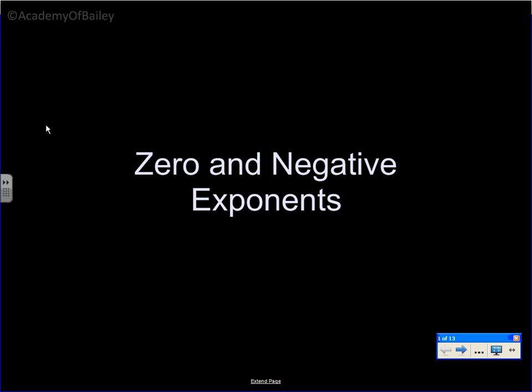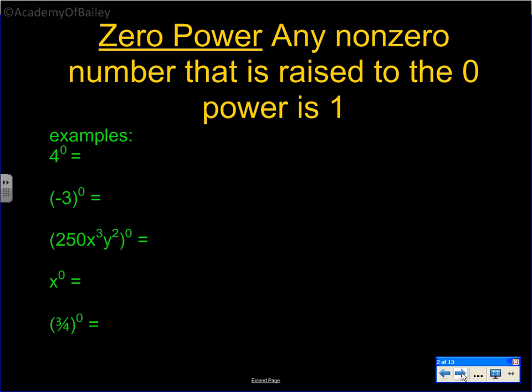Hey, hey, hey, we've got zero and negative exponents going on today. A lot of fun stuff here, a lot of interesting math. We're going to get this figured out. Got a few side bits to give you. So let's go ahead and get started right in on it.